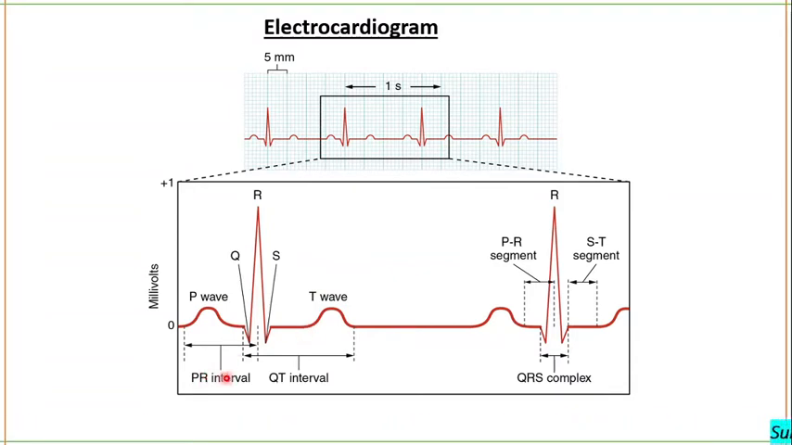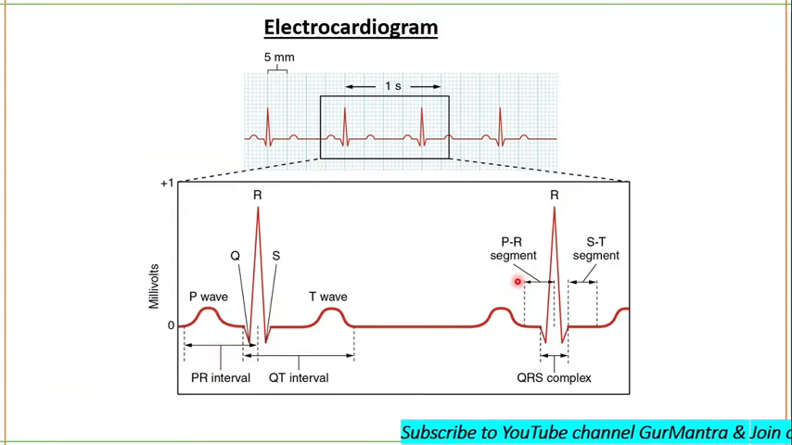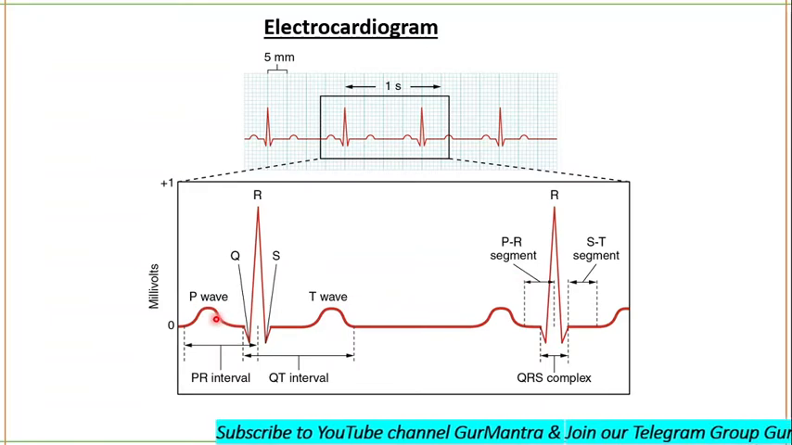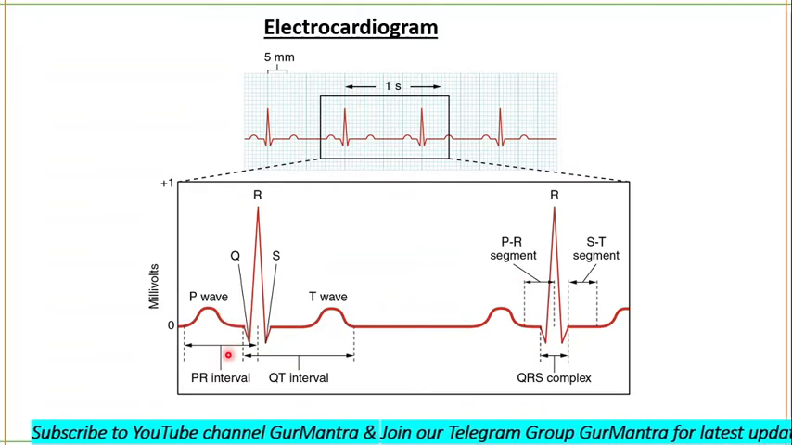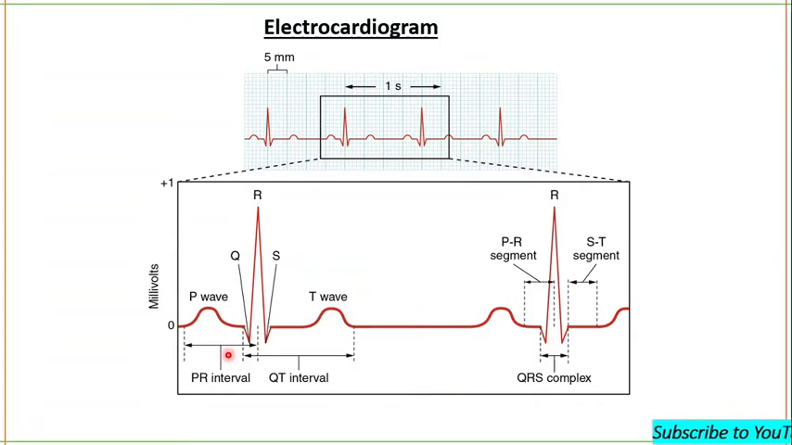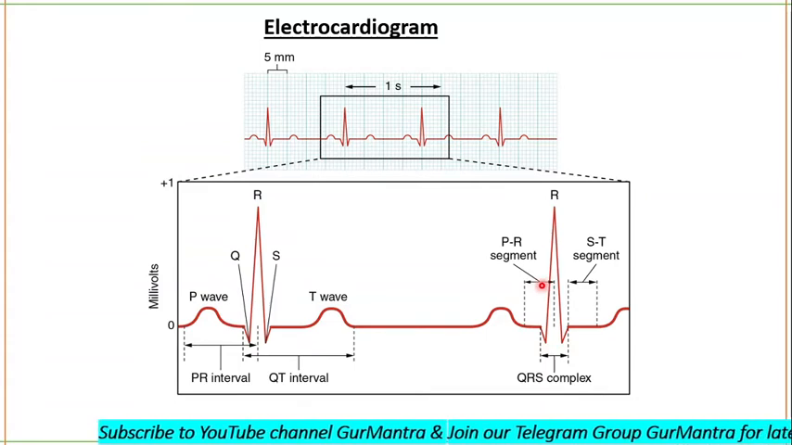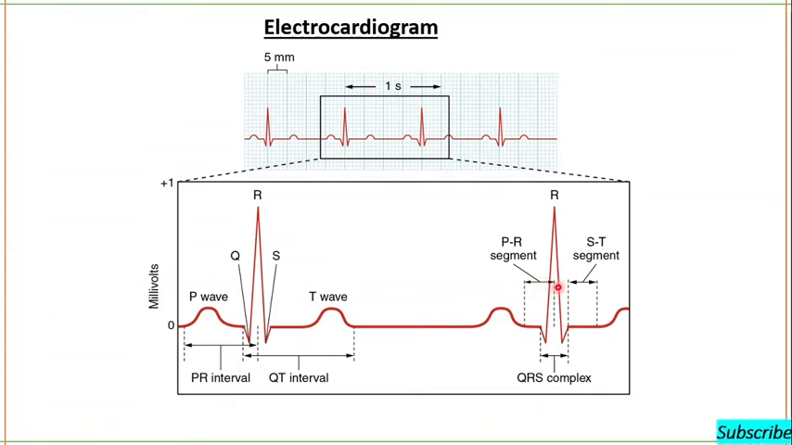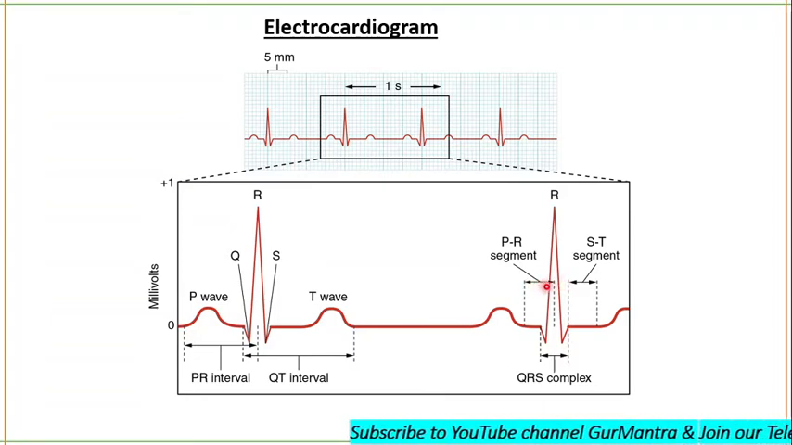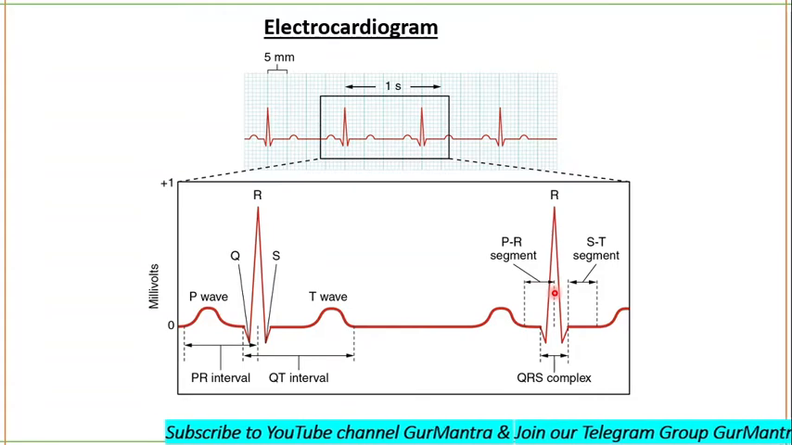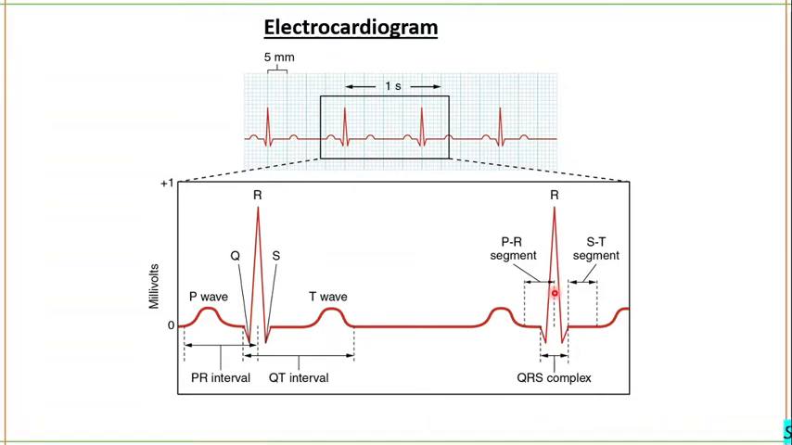You are seeing a PR interval. What does this PR interval include? It includes a P wave, and you can see a PR segment. So the PR interval includes a P wave and the PR segment. What is the PR segment representing? The PR segment represents the time taken by the AV node to conduct the impulse from the SA node.